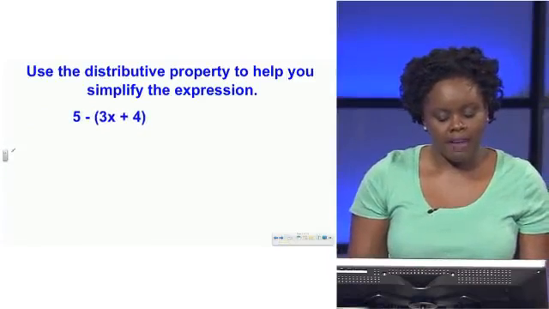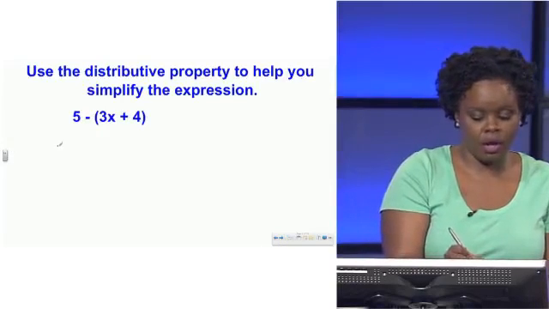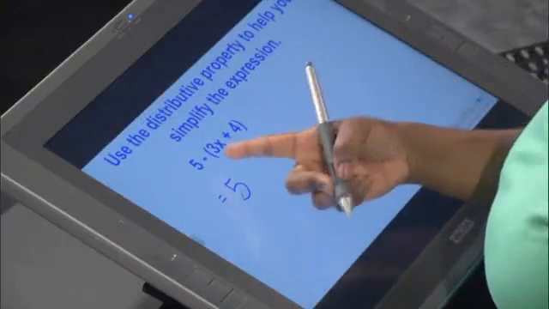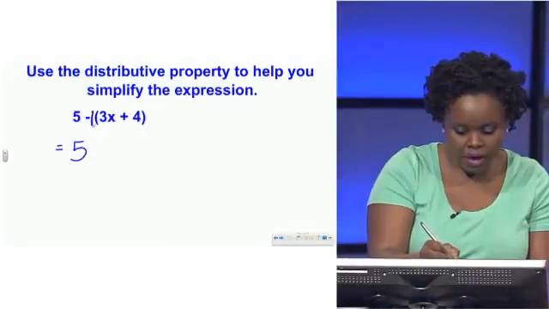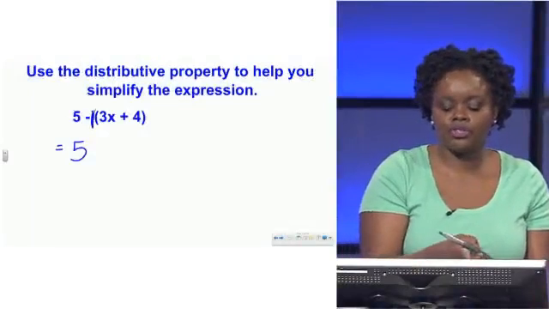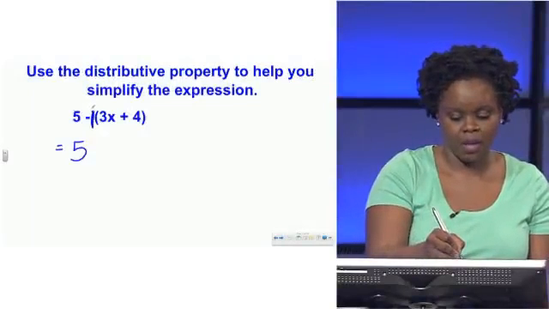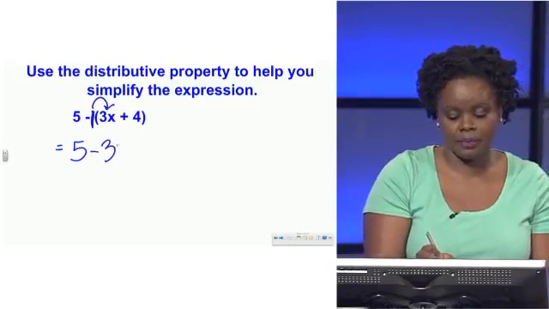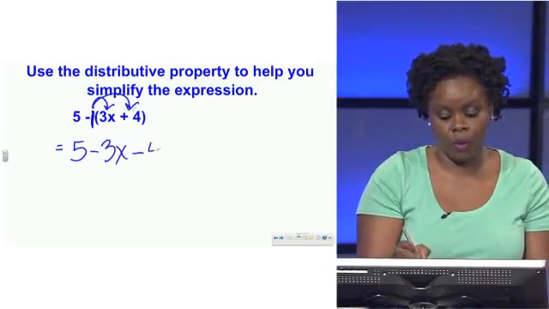Okay. So I have 5 minus that quantity 3x to the 4th. That 5 is just going to go along for the ride for a minute. Now when you see something like this, I hope you remember, you have this minus and then this 3x to the 4th in parentheses. Treat that as if there is a 1 right in front of it. Because what's really happening is you're distributing a negative 1 throughout what's in your parentheses. So negative 1 times 3x, that's a negative 3x. And then negative 1 times 4, that's a negative 4.